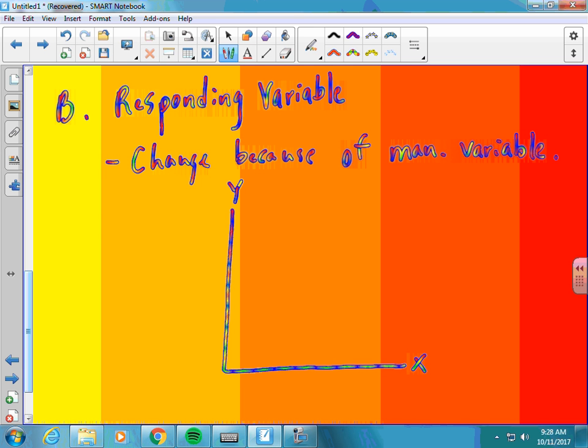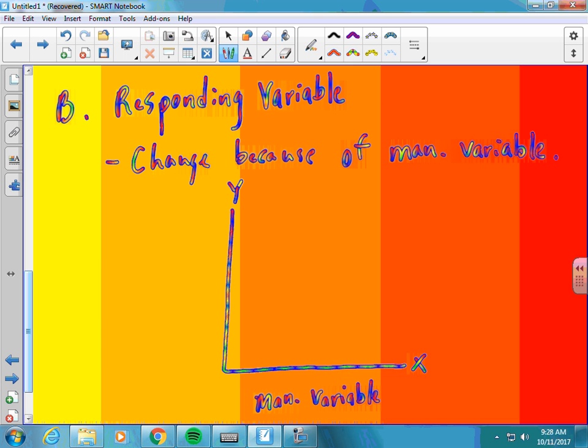All right. So the reason why manipulated and responding variables are important is because we're going to put the manipulated variable always on the x-axis, the thing that we're changing on purpose. Now, the example I gave you guys about routes to school would not be a good one to do with this type of graph.